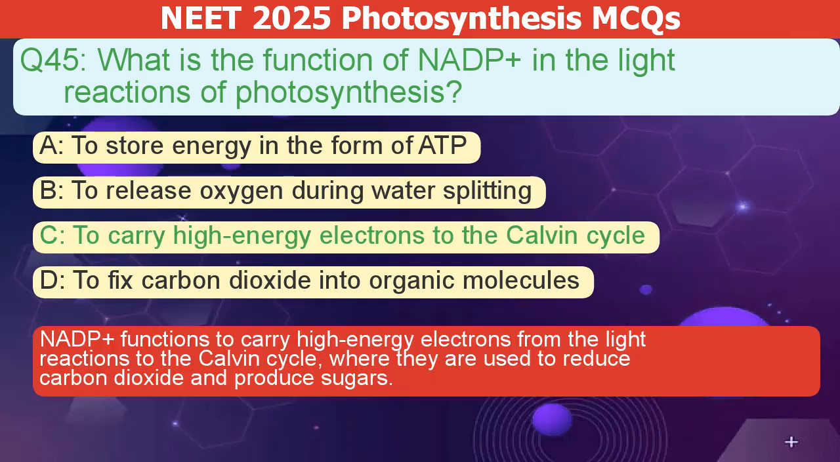The correct answer is C. NADP plus functions to carry high-energy electrons from the light reactions to the Calvin cycle, where they're used to reduce carbon dioxide and produce sugars.